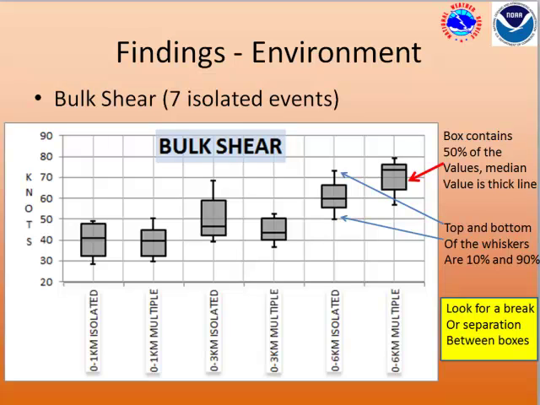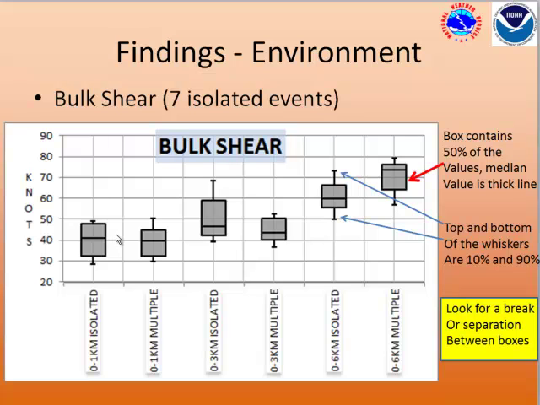So let's look at some more findings from the environmental data that was shared with us from SPC. We're looking at isolated events. Only 7 out of the 48 were considered isolated. I mean, there wasn't another tornado for a couple hundred miles. Multiple events means we had more than one tornado within 100 miles.